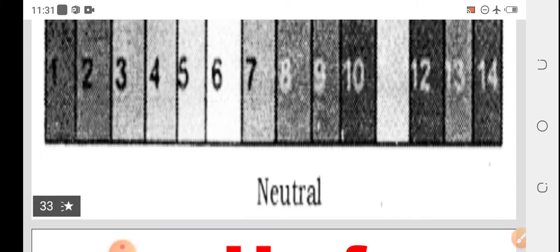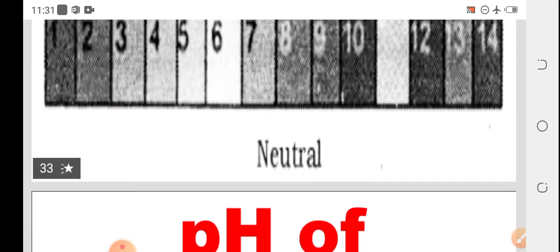Here is the same pH paper, with values 1, 2, 3, 4, 5, 6, 7. Values 1, 2, 3 are strong acids, and 5, 6 are weak acids. Values 8, 9, 10 are weak bases, and 12, 13, 14 are strong bases.